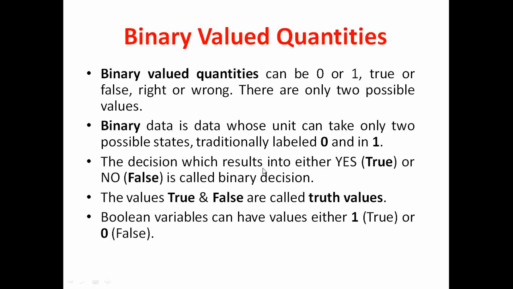The decisions which result into either yes or no are called binary decisions. So all those statements or decisions which result either in true or false, or yes or no, are called binary decisions, because there are only two outputs. The values true and false are also called truth values. So these values true and false are also known as truth values. Boolean variables can have values either 1 or 0. 1 is for true and 0 for false.